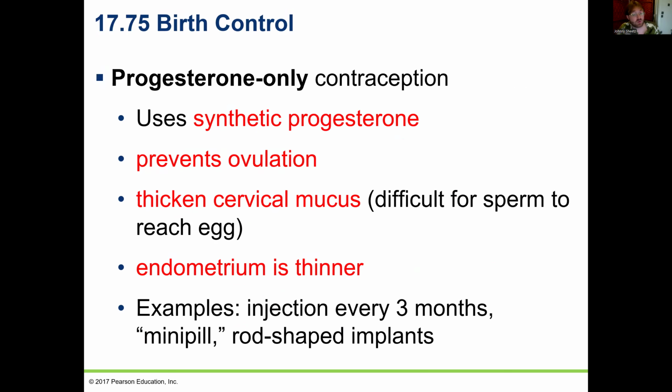Then the progesterone-only contraception is also going to use synthetic progesterone, and it's going to prevent ovulation. And it's going to work in part by thickening the cervical mucus. So the sperm is going to have a harder time swimming up the cervix. The endometrium is also going to be a lot thinner, so implantation is going to be more difficult and less likely. The 3-month injection, the mini pill, and the rod shape implants, all of those are going to be progesterone only.